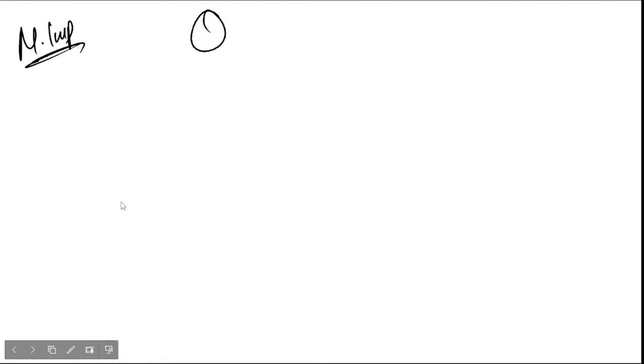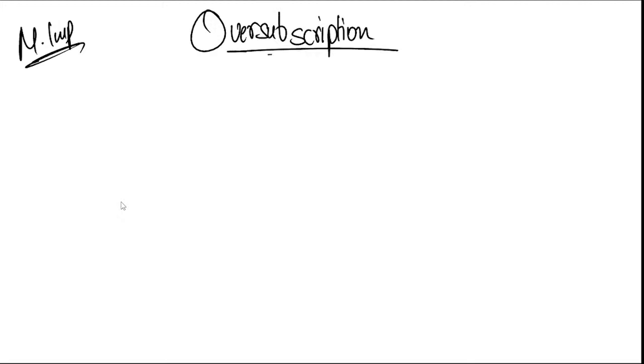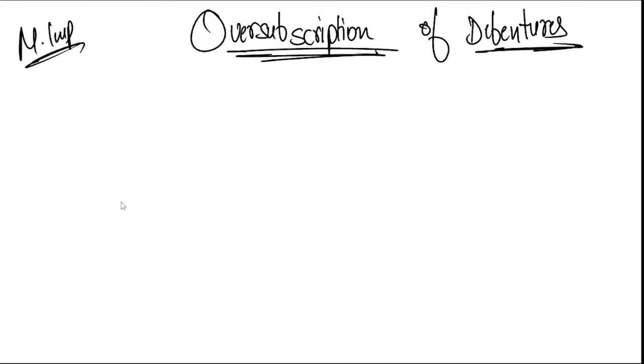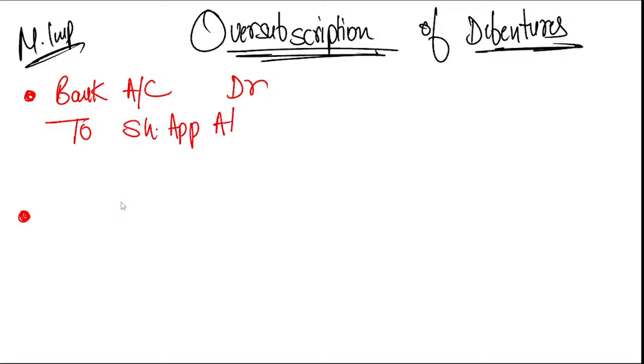Now, talking about the most important case. The most important case is oversubscription. We did oversubscription in the case of shares as well. So, oversubscription of debentures. What if the debentures are oversubscribed? क्या होगा? So, let's pass the entry for shares first of all, and then we will make them for debentures. First of all, you will receive application money. Bank account debit to share application account. First, we received application money.